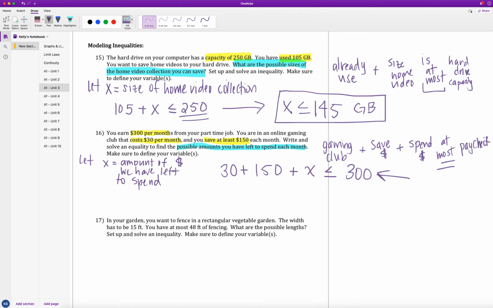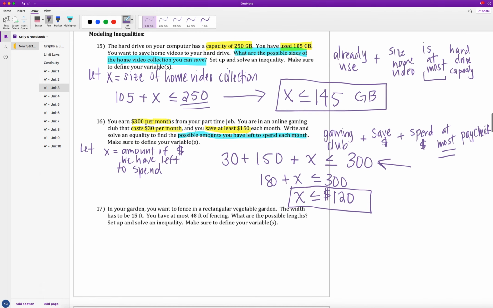From here, we can go ahead and solve this. So I'm going to combine like terms on the left and get 180 plus x is less than or equal to 300. Subtract 180 over, and that would mean that x is less than or equal to 120. And if we're thinking about units, this would be $120. So that tells us that I have at most $120 left to spend after I pay for my gaming club and put away money into my savings account.